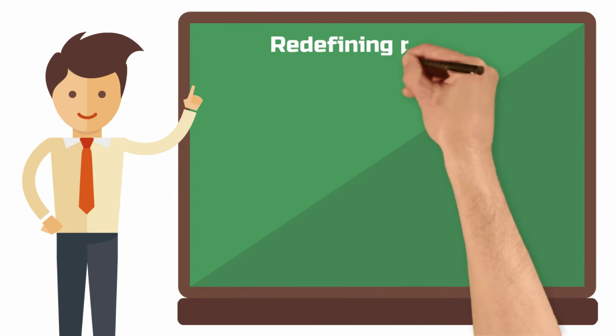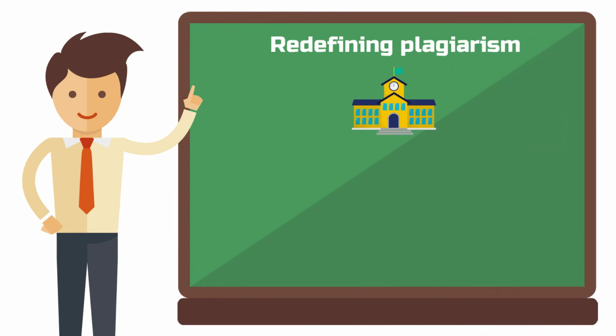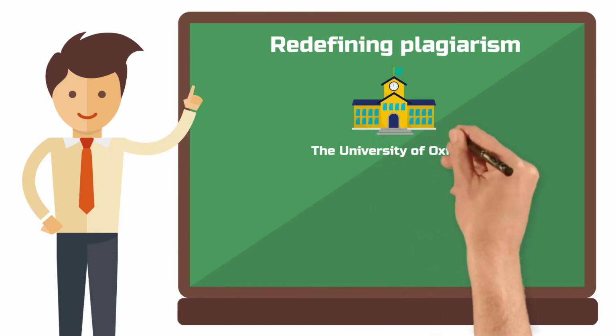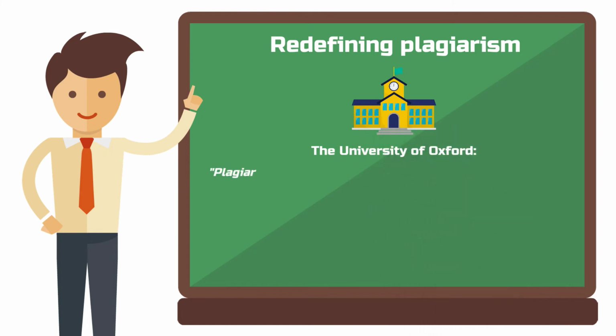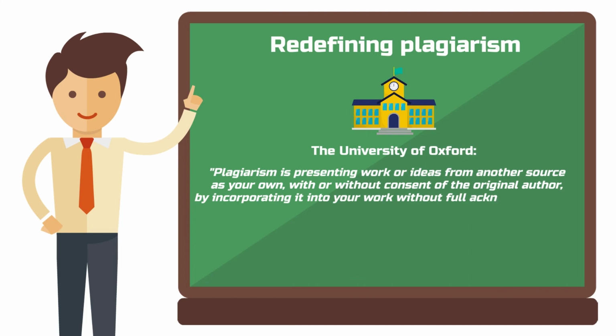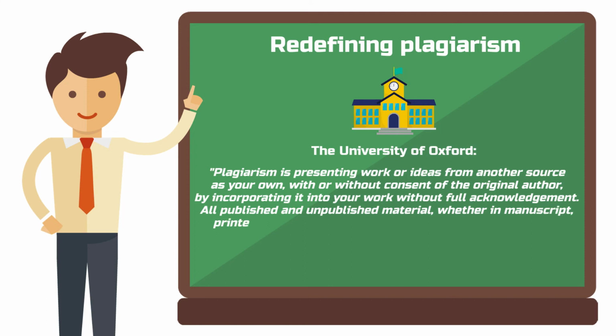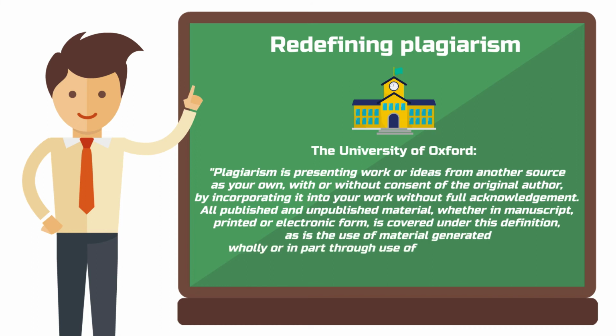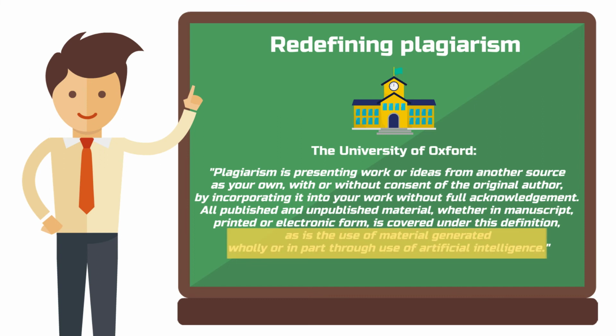The University of Oxford, for example, made up their mind. They introduced a new plagiarism policy that states the following: plagiarism is presenting work or ideas from another source as your own, with or without consent of the original author, by incorporating it into your work without full acknowledgement. All published and unpublished material, whether in manuscript, printed or in electronic form, is covered under this definition, as is the use of material generated wholly or in part through the use of artificial intelligence. Okay, this is as clear as it can get.